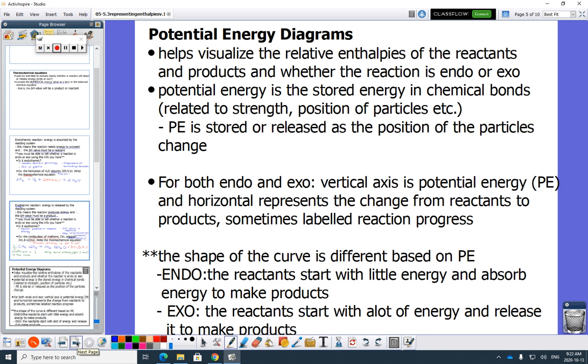Okay. So potential energy diagrams are going to visualize the relative enthalpies of reactants and products and whether the reaction's endo or exothermic. So it's 50-50. It's either endothermic and you draw one shape, or it's exothermic and you draw the other shape. So again, you'll have to potentially decide, is it exo or endothermic, and then draw the appropriate diagram.